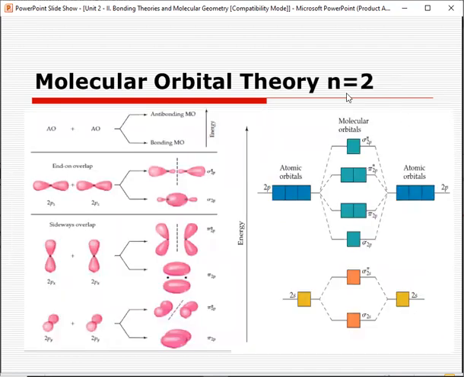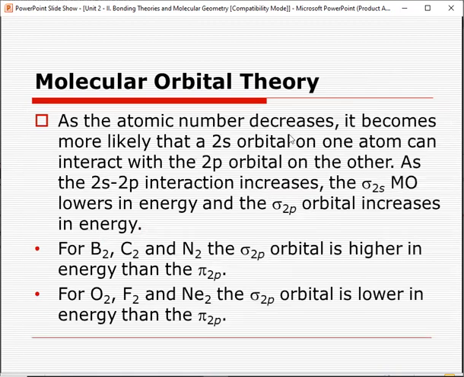So for n equals to 2 nga molecular orbital, inani pod iyaha nga orbital. So naa dito ang 1s, then iha ang 2s, and then 2p. So these are the molecular orbitals, and this is for the atomic orbitals. So as the atomic number decreases, it becomes more likely that a 2s orbital on one atom can interact with 2p orbitals on the other. As the 2s-2p interaction increases, the sigma 2s molecular orbital lowers in energy and the sigma 2p orbital increases in energy.